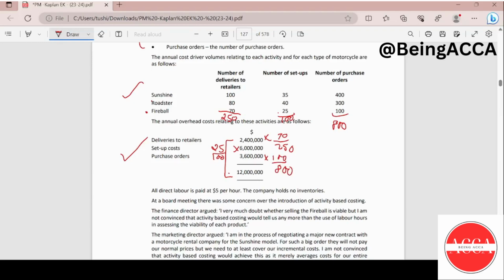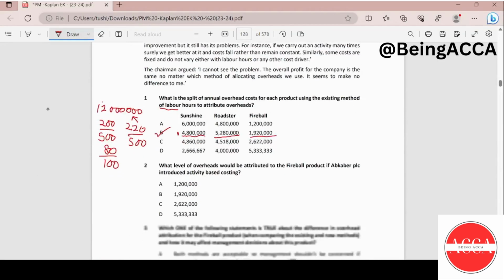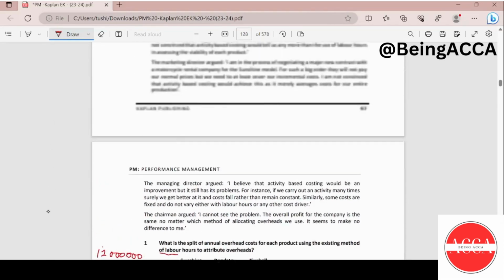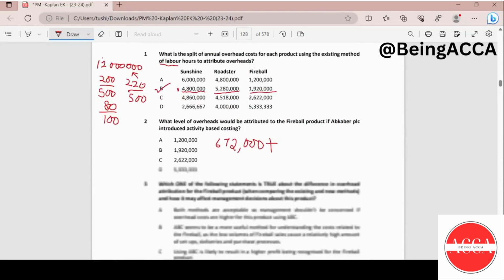So 2,400,000 into 70 by 250 gives me 672,000. I'm just going to keep writing the numbers over here. 672,000, and then I'm going to add the second cost, which is 6 million, and I'm going to multiply this by 25 and divide by 100, so this gives me 1,500,000.